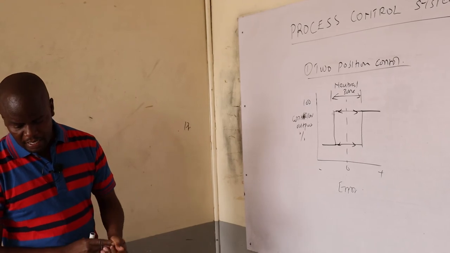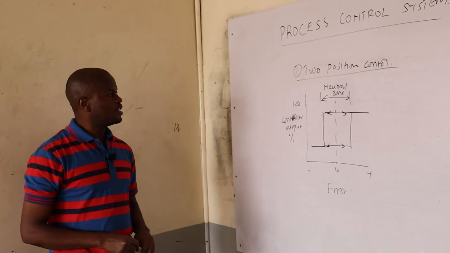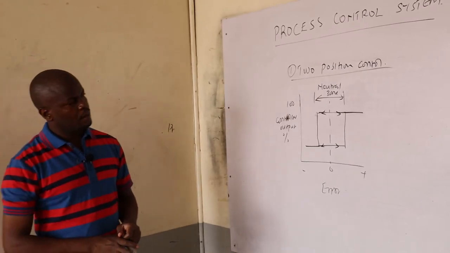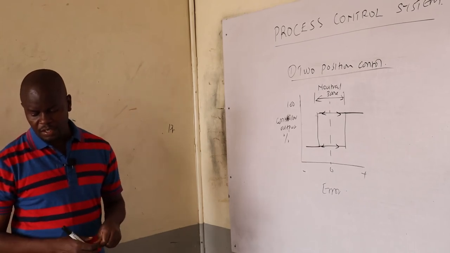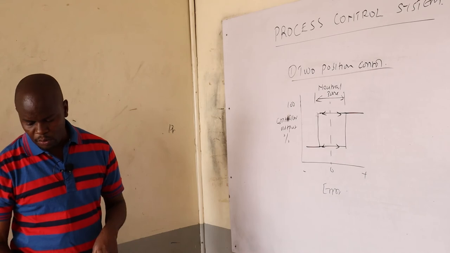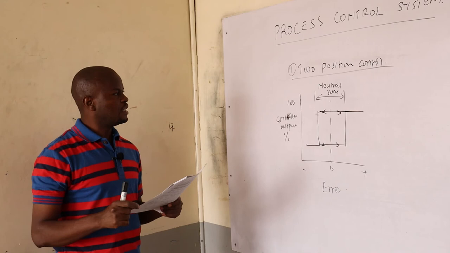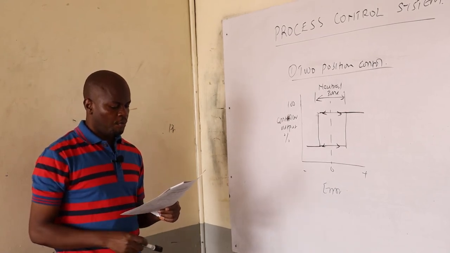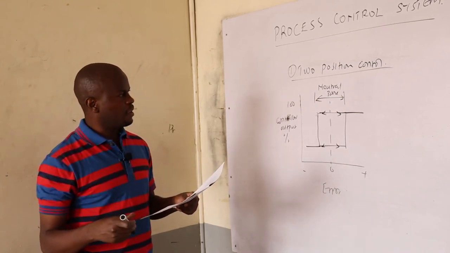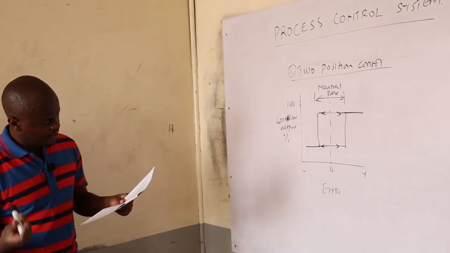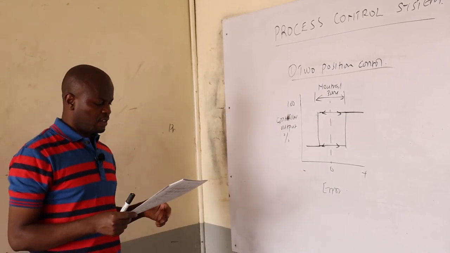The amplitude of the cycling is always dependent on three factors. One of the factors is the capacitance of the process. The second is the dead time of the process, and also the size of the load changes that the system is capable of handling. Those are the three factors that always determine the cycling of the two position. The amplitude of the oscillation is decreased by either increasing the capacitance, decreasing the dead time lag, or decreasing the size of the load.